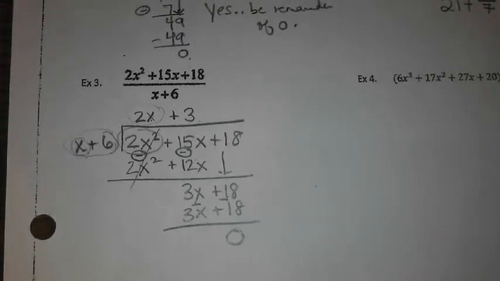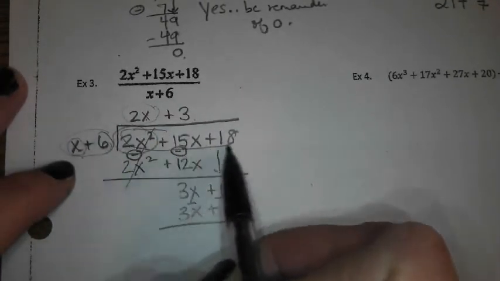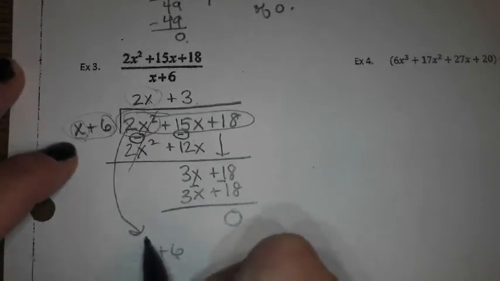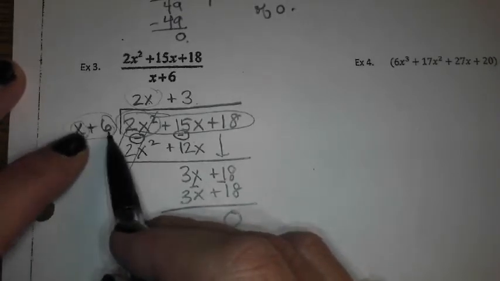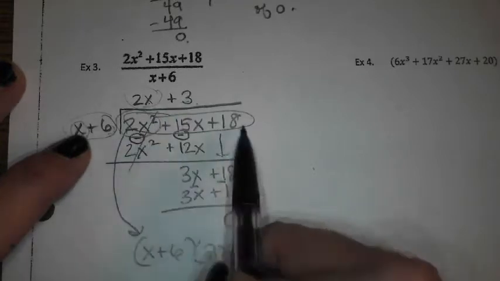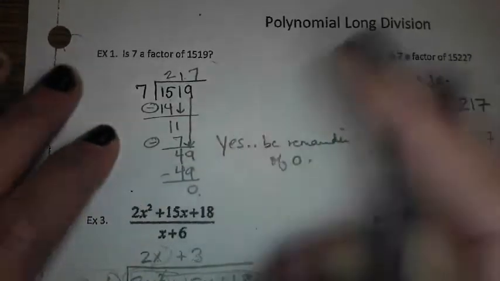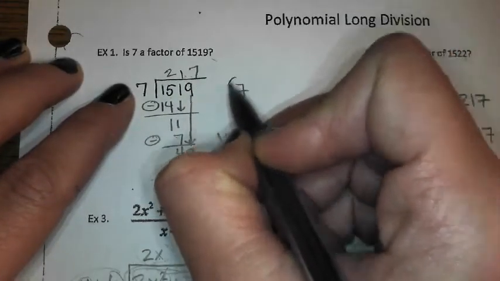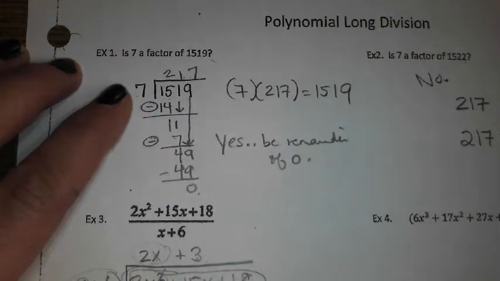So, not at all a traditional way of factoring. But what we just did there, guys, is we broke up this polynomial and figured out that it factors into x plus 6 times 2x plus 3. Right? The divisor times the quotient gives you your original. Do we follow? Just like with your numerical, when you divide 1519 by 7, 7 times 217 gave us 1519. Are you with me? Okay.